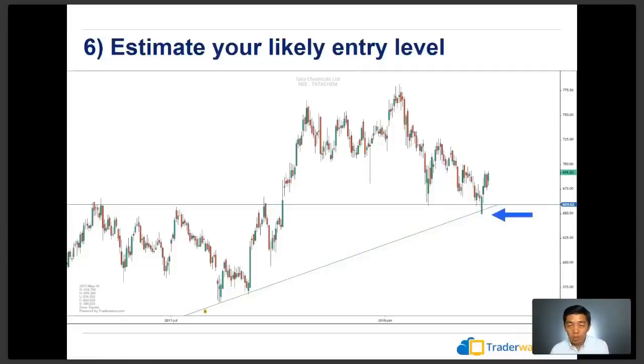The pro is that if you get in here and the up move materializes, the rebound materializes, you're going to get a fantastic reward to risk ratio. That's the good thing about entering without waiting for a reversal. But of course, the downside is that when the reversal has not happened yet, maybe this could be the start of a prevailing trend reversal.